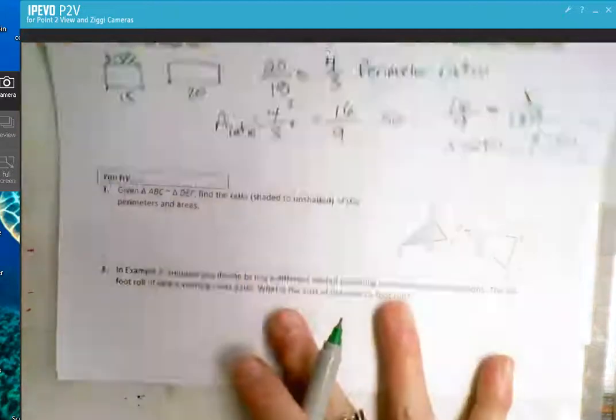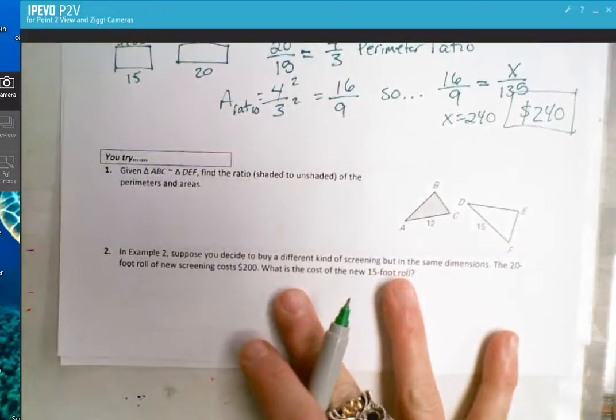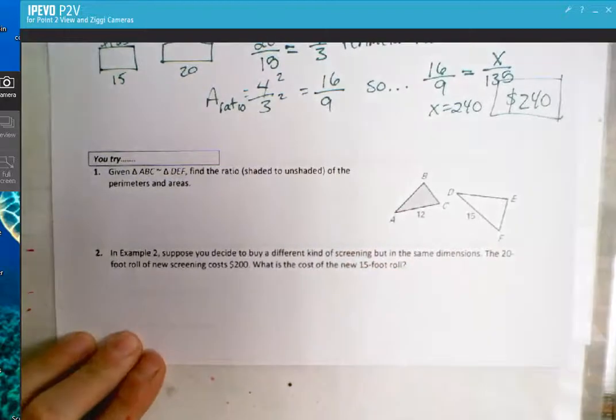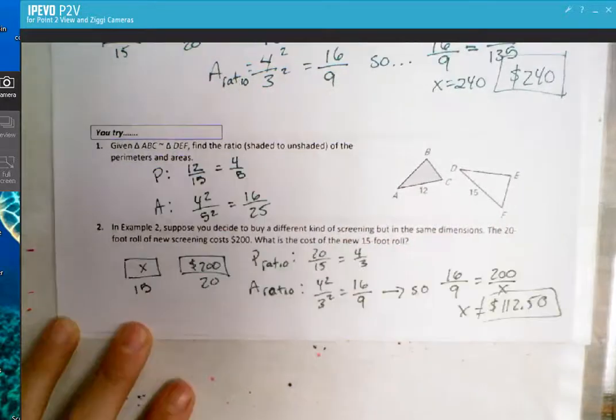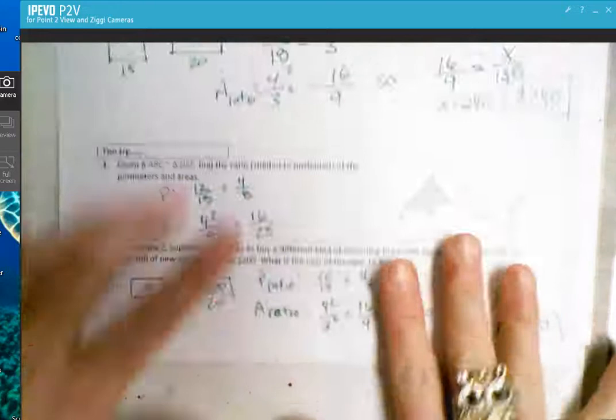Alright, you should have a couple that you're going to try here. So start by finding your perimeter ratio and then find your area ratio. When you're done, check your answers. Okay, there are your answers for your practice problems. If you didn't get them right, take a look and see how you do them, and then come back and ask questions tomorrow when I see you.